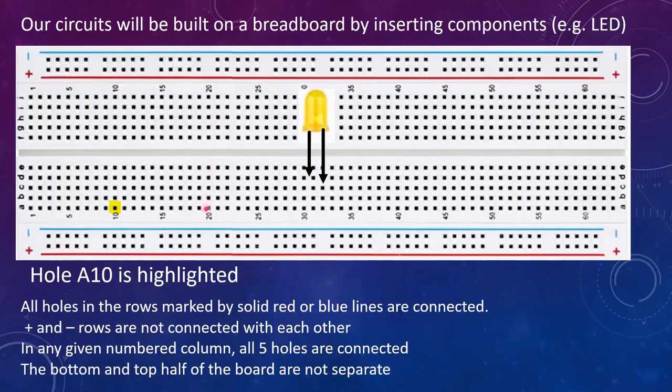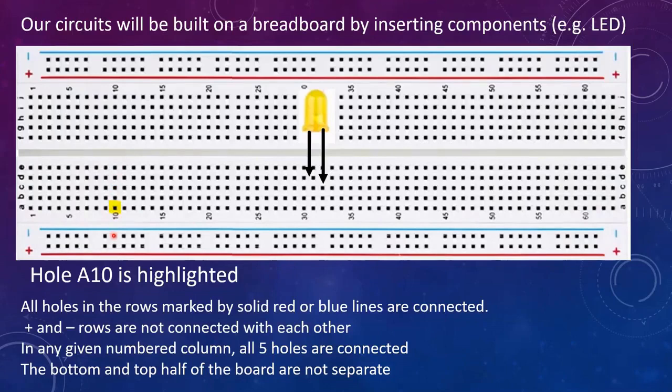And then you see all these little dots. Those follow some conventions as well. So for one, the columns are numbered from 1 to 60, or 60 something. And the rows have letters. So A through E on the bottom half and F through J on the top half. These are also connected to each other. Basically, in any given column, like say column 10, all of the little pinholes from A to E are connected underneath. It's one piece of metal under there.